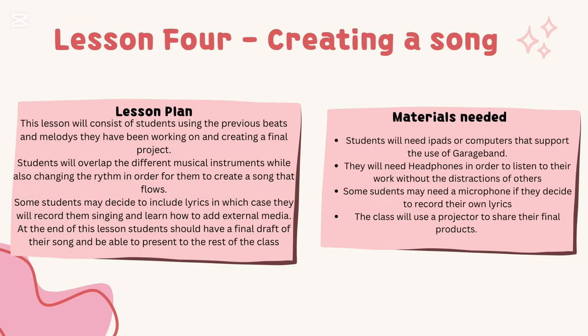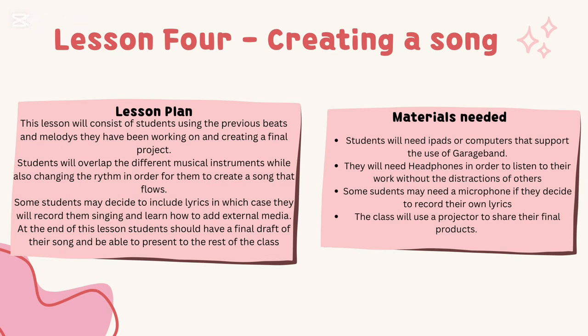Lesson 4 is creating a song. This lesson will consist of students using previous beats and melodies they have been working on and creating a final project. Students will overlap the different musical instruments while also changing the rhythm in order for them to create a song that flows. Some students may decide to include lyrics, in which case they will record themselves singing and learn how to add external media. At the end of this lesson, students should have a final draft of their song and be able to present to the rest of the class.